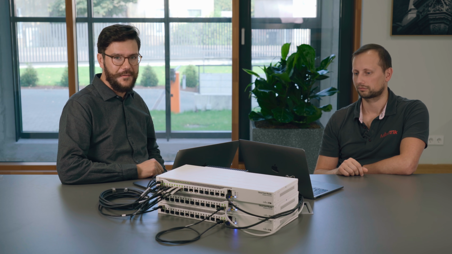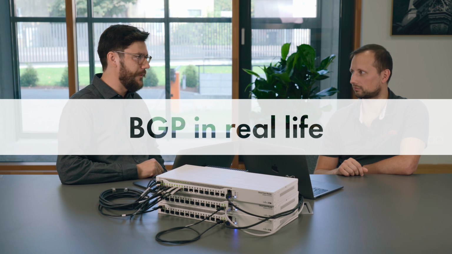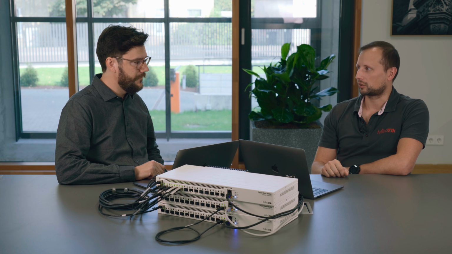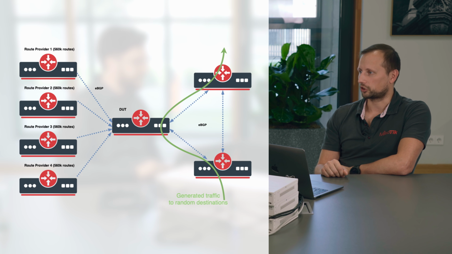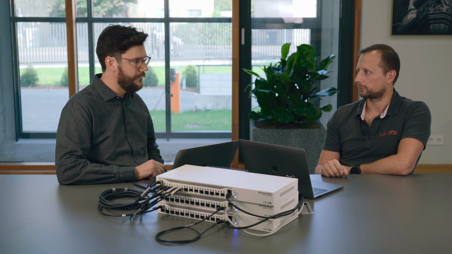But the previous test setup only demonstrates pure BGP speed. It doesn't reflect a real-life scenario. So how about BGP in real life? Yes, so I have rigged a more advanced setup where the same router is receiving the same routes as in the previous setup, but additionally the router connects to two more routers which are interconnected between each other, forming a triangle setup. At the same time, it is pushing around 5 gigabits of traffic to random destinations from one triangle side to another.